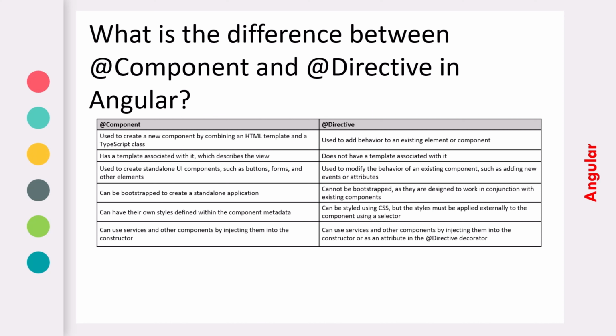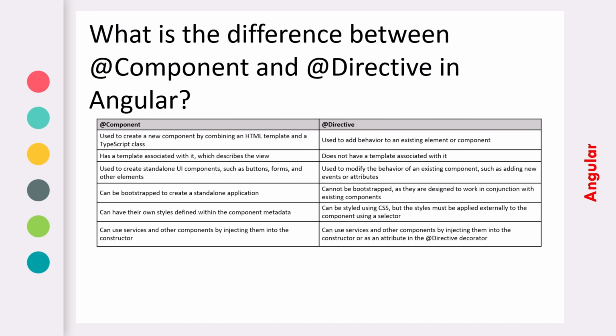What is the difference between @Component and @Directive in Angular? Both @Component and @Directive are decorators used to define classes that can be used in templates. There are fundamental differences, as you can see in the table. @Component is used to define a component that has a template. The component is a fundamental building block of an Angular application, and it is composed of three parts: the template, the controller, which is a class, and the style.